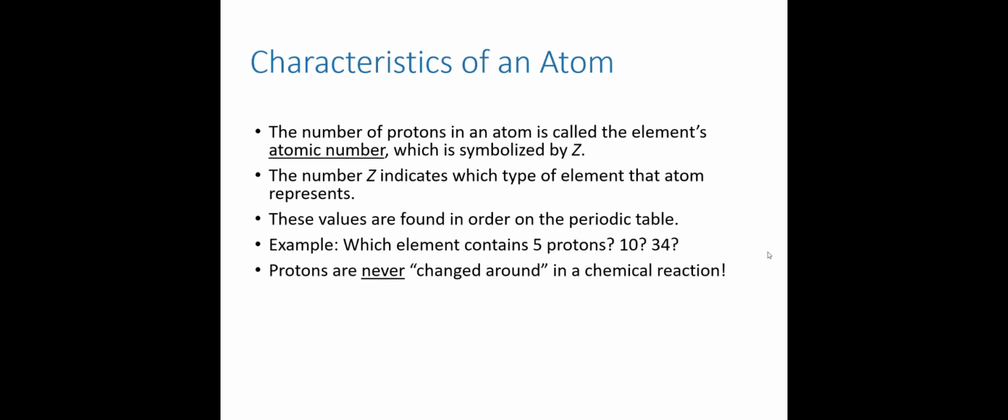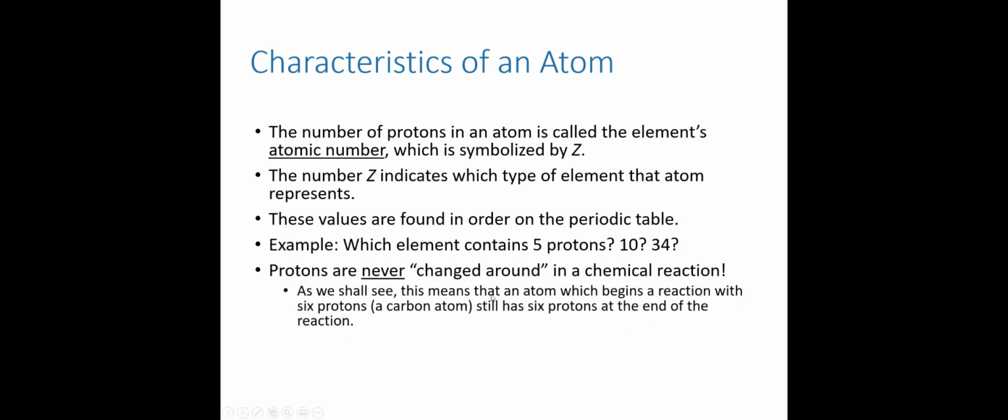Now, one of the most important things that we're going to need to know about chemistry in general is that in any chemical reaction, we never see protons being moved around. And if protons can't move around, what does that mean? Well, it means that any atom that you begin a reaction with has to be the same atom at the end of the process. So if an atom begins a reaction with 6 protons, if we go and look on the periodic table, 6 protons would mean it's a carbon atom. It still must have 6 protons at the end of the reaction. Those can never move around.